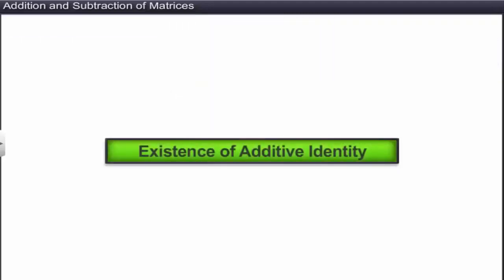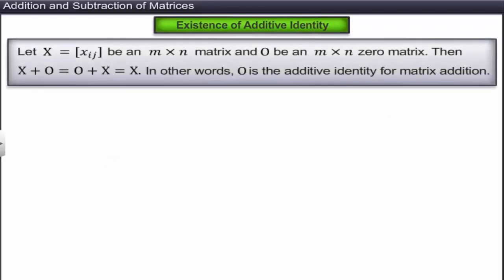An additive identity exists for a given matrix. Let X be an m by n matrix and let O be an m by n zero matrix. Then X plus O is equal to O plus X, which is equal to X. In other words, O is the additive identity for matrix addition. Let's verify the additive identity.